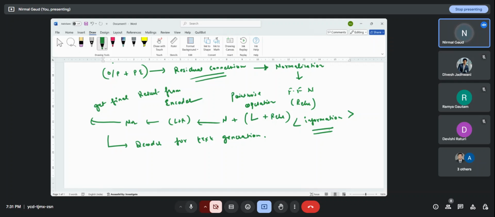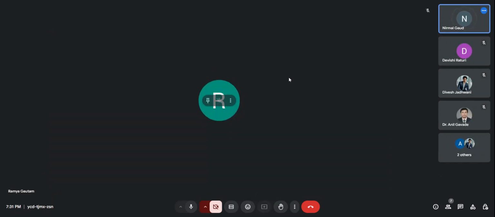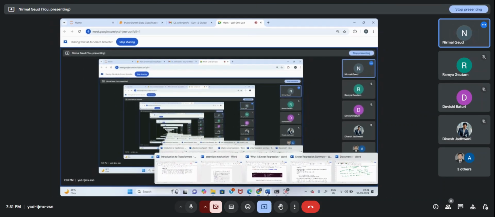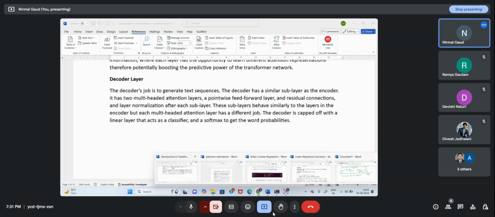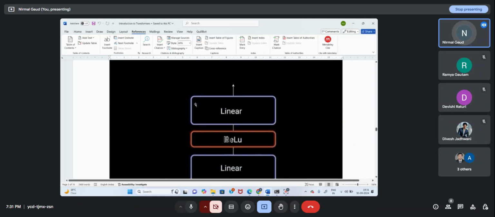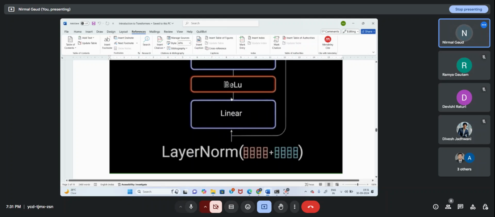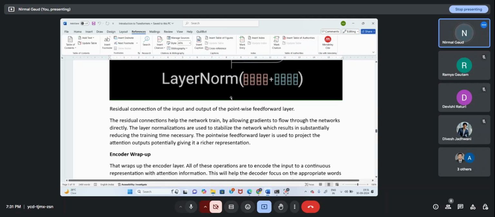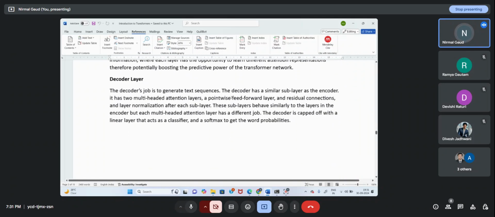Now I am sharing my entire screen. Though we have started the decoder, we will follow up on the decoder again. So here it is, the decoder. All right, so here is the decoder layer. So all these linear and normalization layers are in a connection, and then we get the final result, and that result will be handed over to the decoder. The decoder's job is to generate the next text sequences.